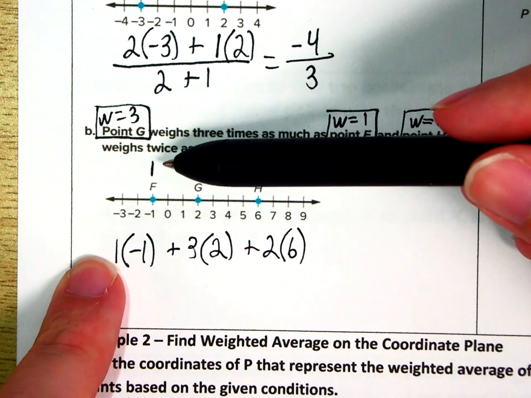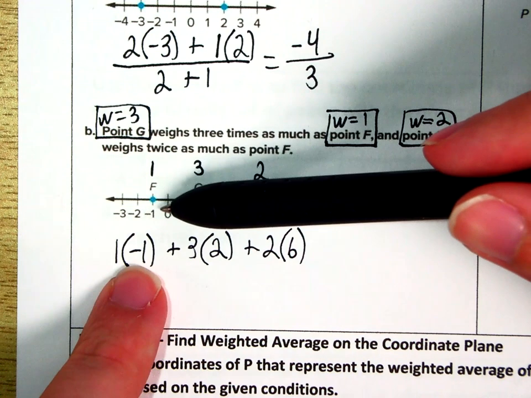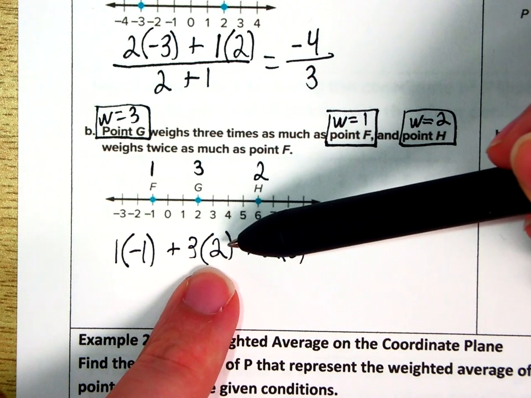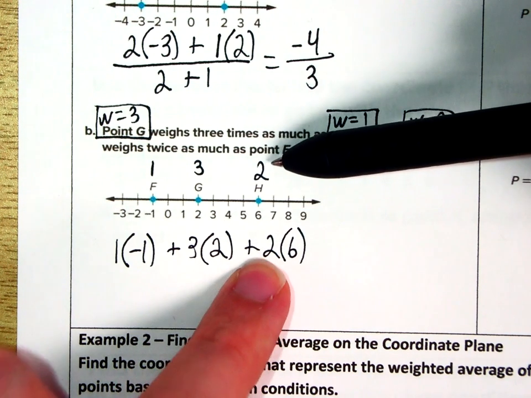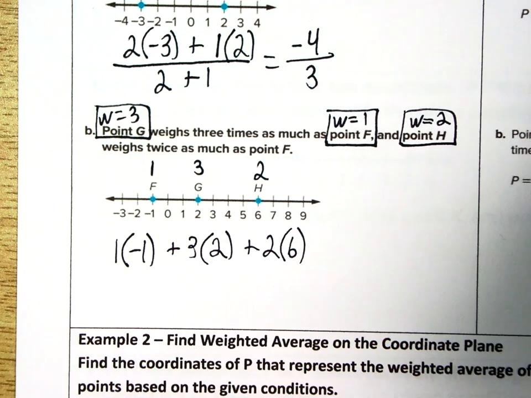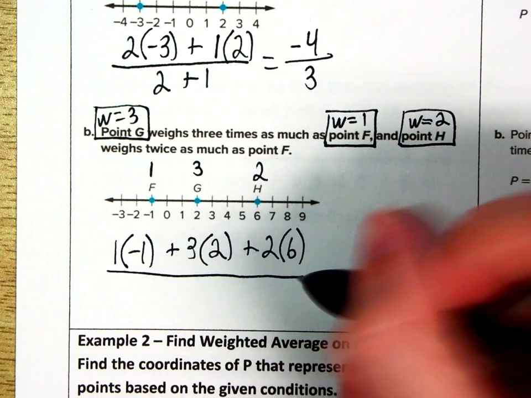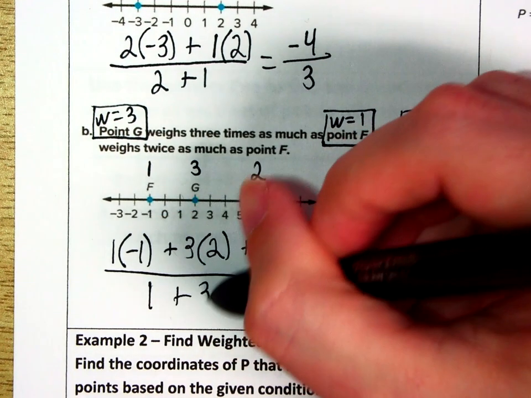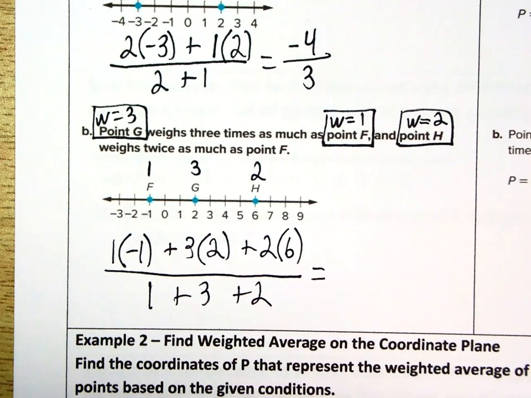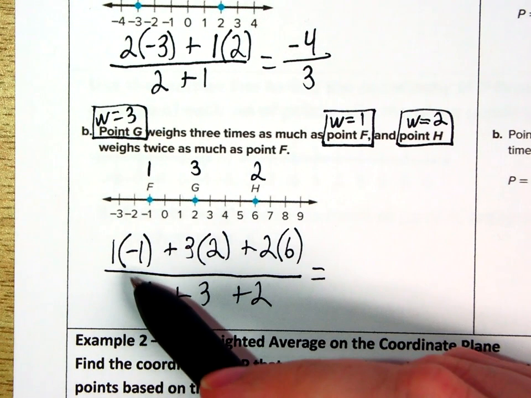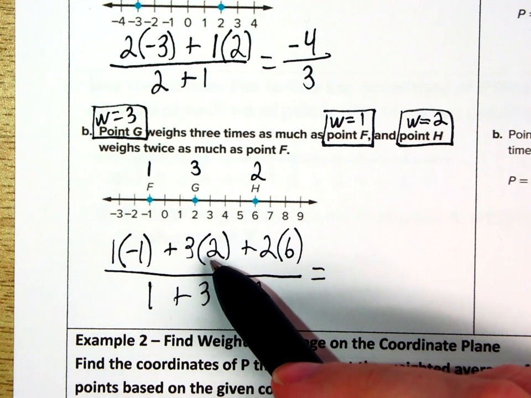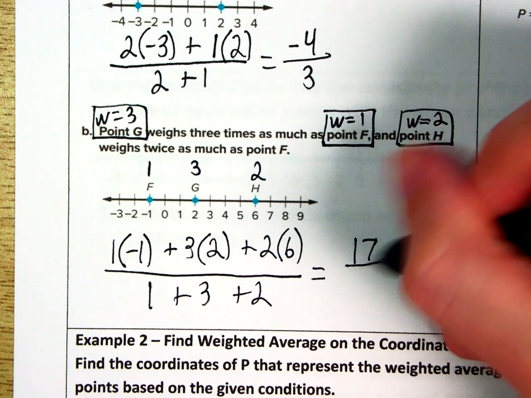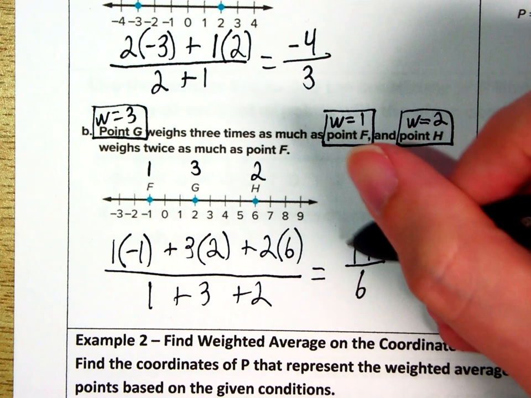The weight of 1 times the location at -1. The weight of 3 times the location at 2. The weight of 2 times the location of 6. We're going to divide this by the sum of the weights. So 1 plus 3 plus 2. We'll get -1 plus 6 is 5 plus 12 is 17 over 6.